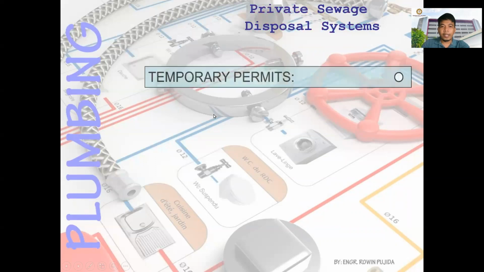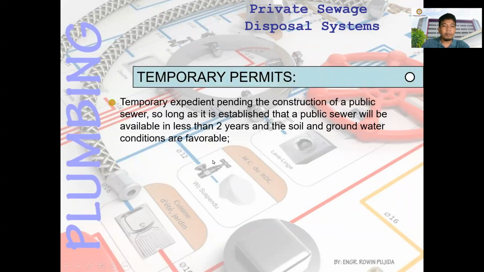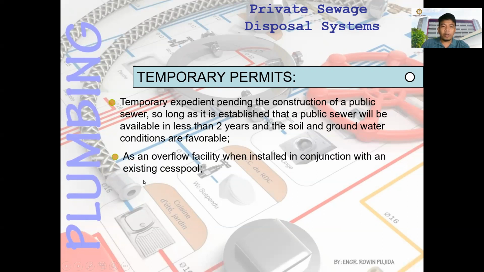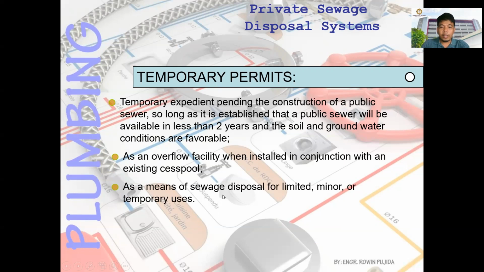So next is the temporary permits. So temporary permits are expedient pending the construction of a public sewer. So long as it is established that a public sewer will be available in less than 2 years and the soil and groundwater conditions are favorable. Also, as an overflow facility when installed in conjunction with an existing cesspool as a means of sewage disposal for limited minor or temporary uses.